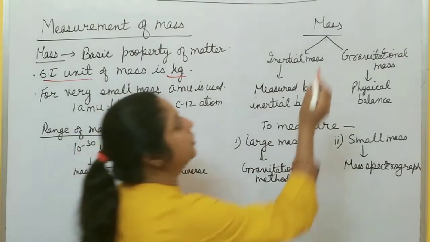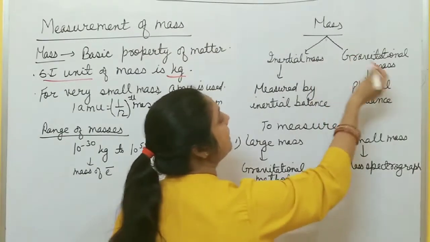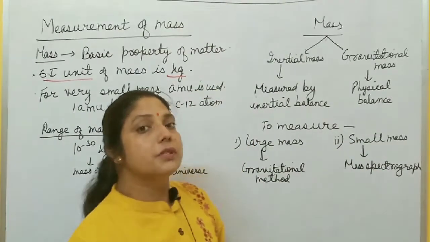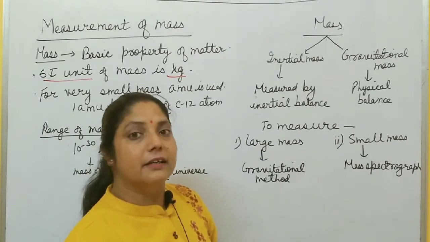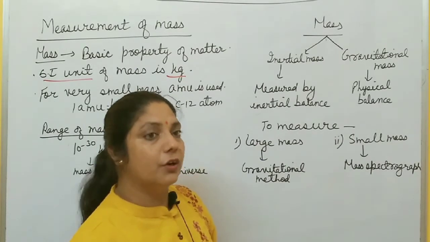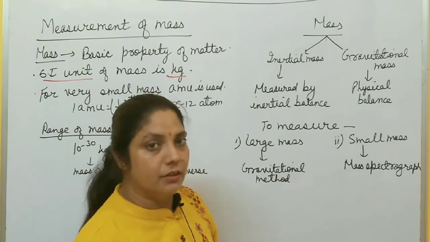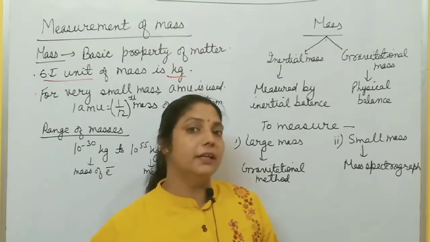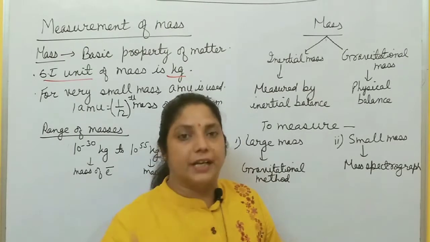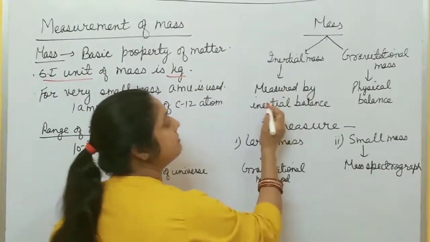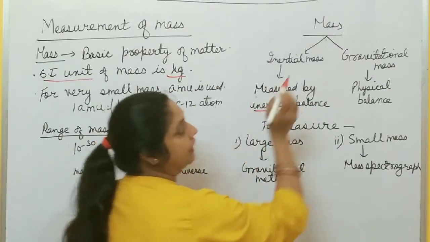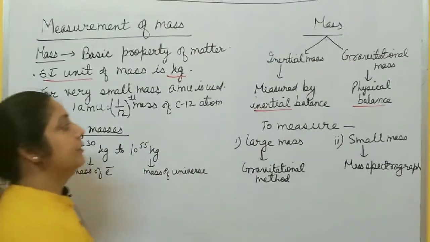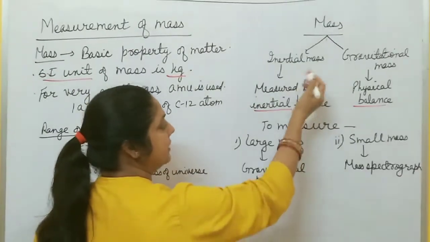Now, there are two types of masses. One is inertial mass, another one is gravitational mass. You know, inertial mass is the mass which acts under external force, which follows Newton's inertial law, right? And gravitational mass is the mass of the body which is under the action of gravity. So inertial mass is measured by inertial balance, and gravitational mass is measured by physical balance, right? Just remember these points, okay?